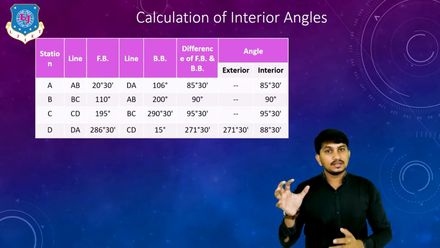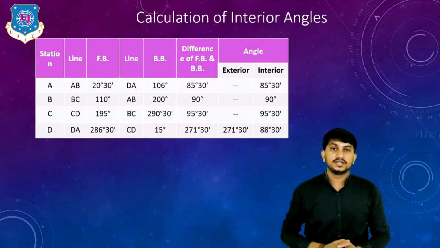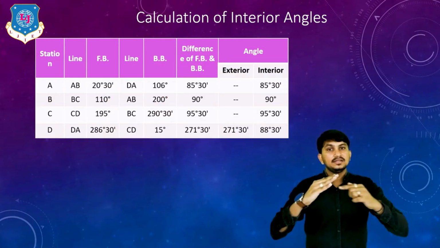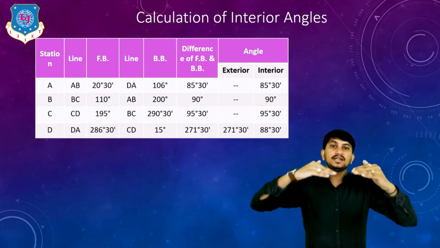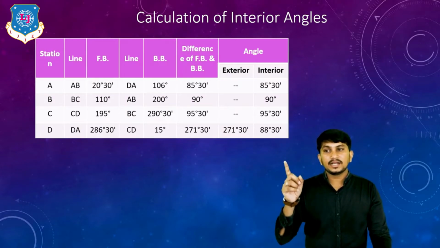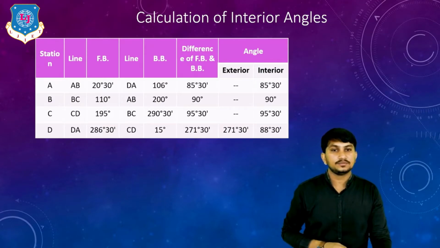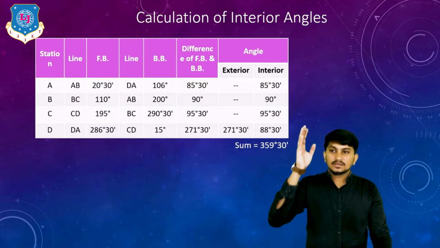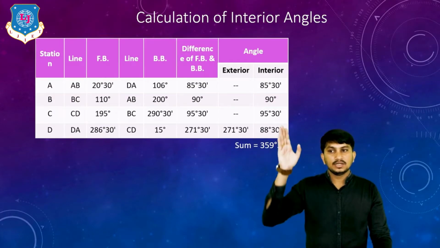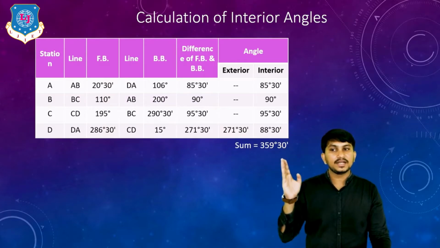So we write this difference in exterior. To convert exterior angles into interior angles, we have to deduct exterior angles from 360 degree, because whole circle is about 360 degree. If the exterior angle is 271 degree, we can find out interior angles by 360 degree minus exterior angles. So interior angle 88 degree 30 minutes is achieved by 360 degree minus 271 degree 30 minutes. After calculating all angles, we have to find out the sum of interior angles. Here the sum of interior angle is equal to 359 degree 30 minutes.